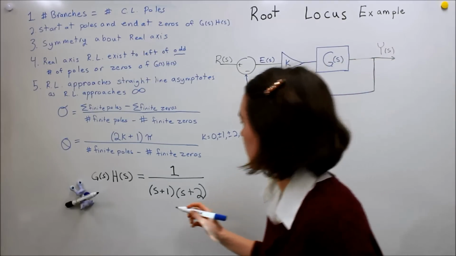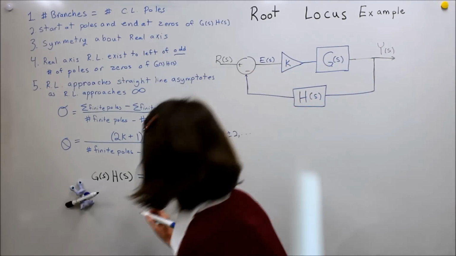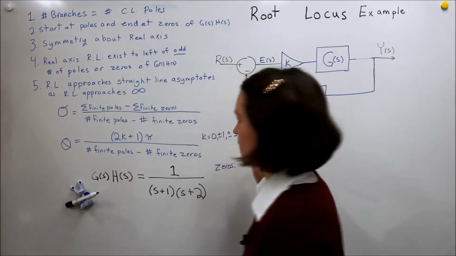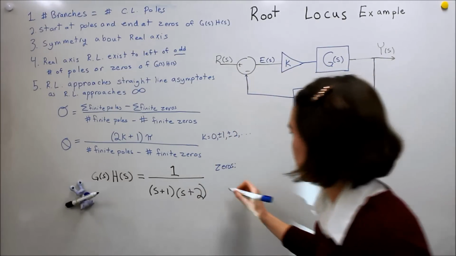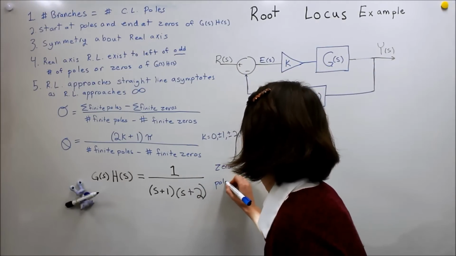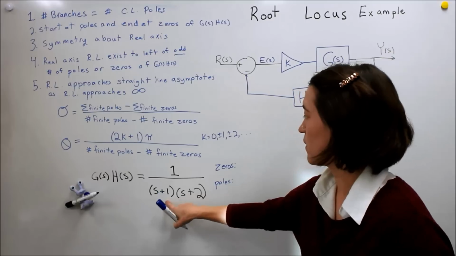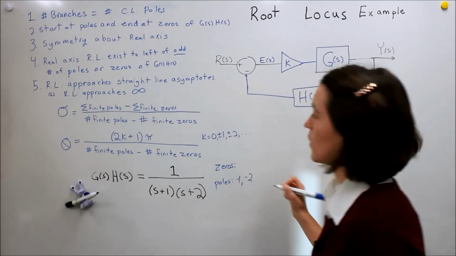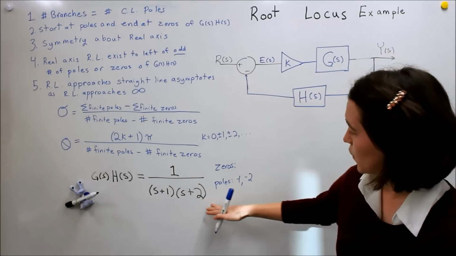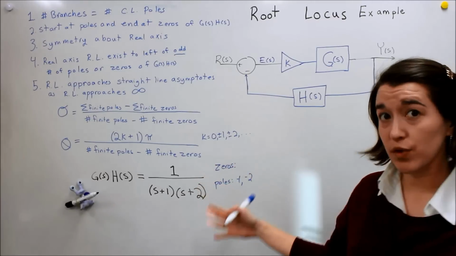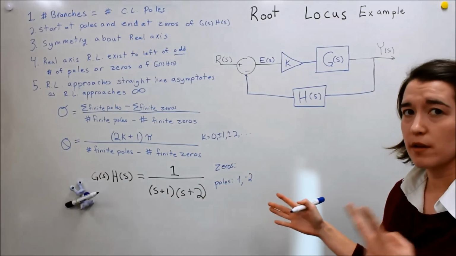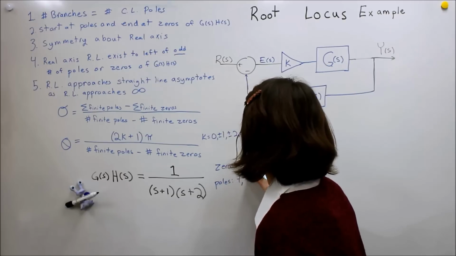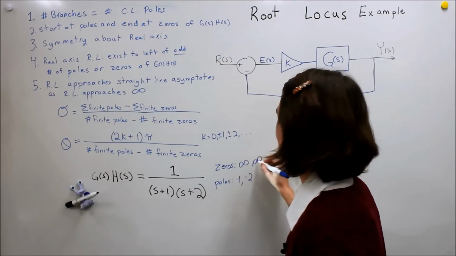So for our zeros, we have none. We'll look at the poles first. So poles, we have locations at -1 and -2. So if we have 2 poles, we expect 2 zeros. So we're going to get 2 zeros at infinity. Let's write them like this, infinity.